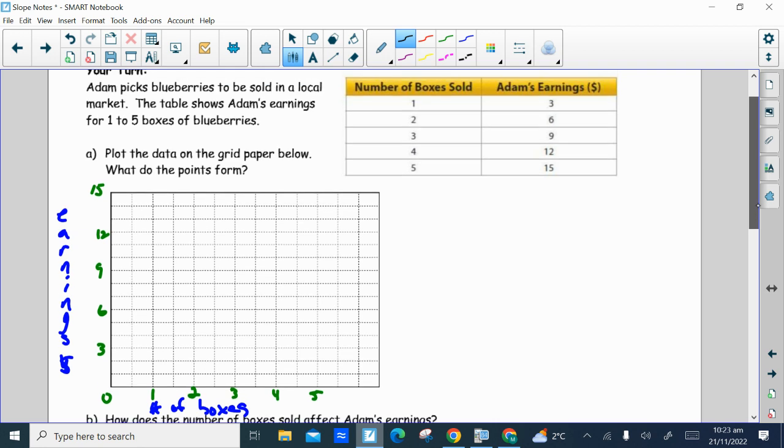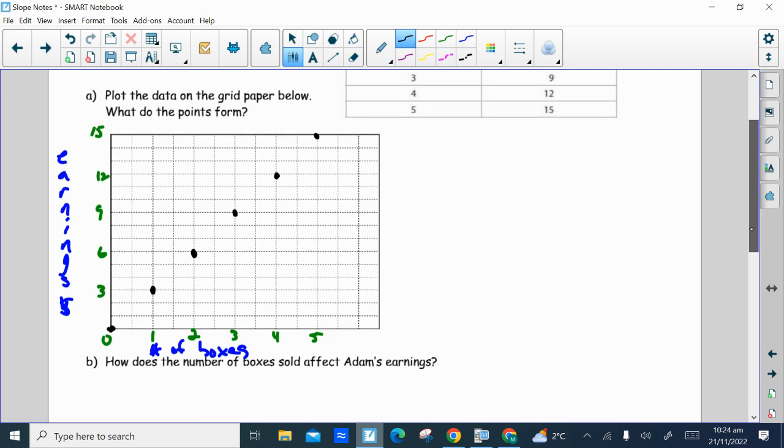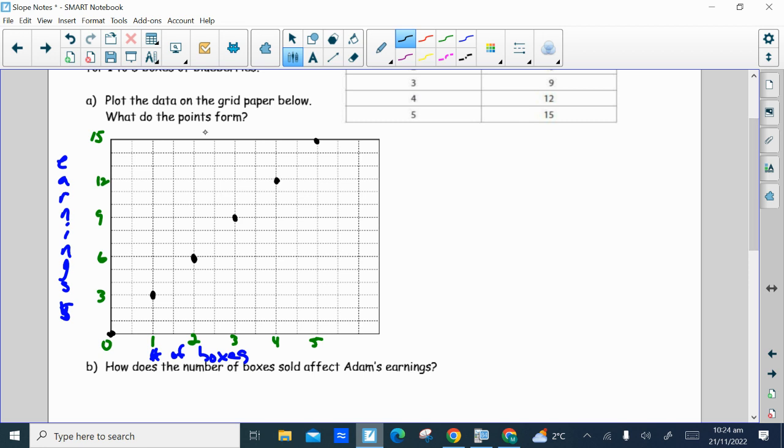My first point is the point 1, comma 3. Then we have 2, comma 6, 3, comma 9, 4, comma 12, and 5, comma 15. We could also put 0, comma 0 on here, even though it's not part of our table. If he doesn't pick any boxes, he's not going to earn any money. So once again, we've got a linear pattern here. This question asks, what do the points form? Well, they form a linear pattern or a linear trend.